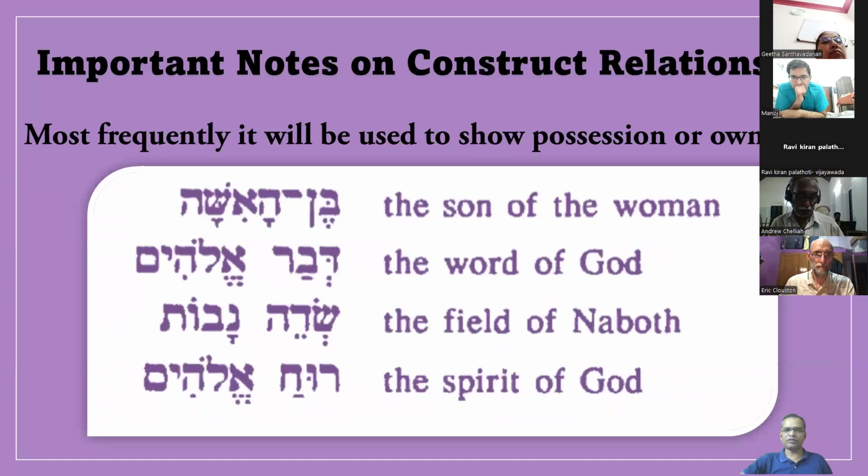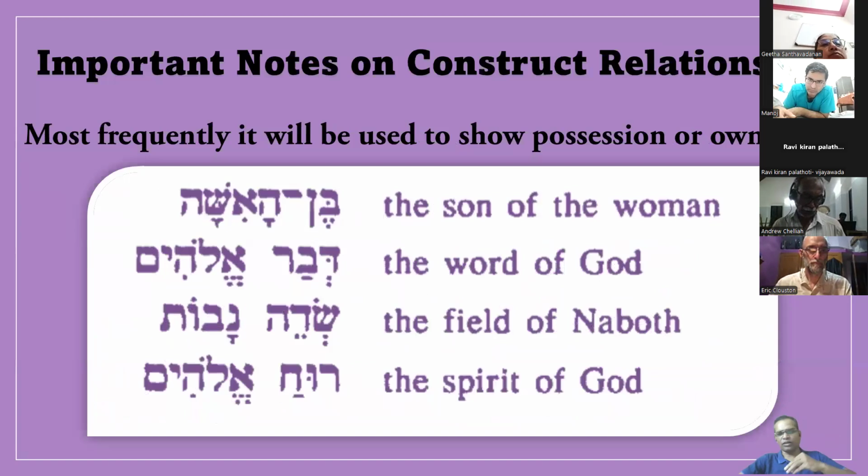And the third possible way to understand the concept of absolute relationship is that this one will be frequently used to show the possession, possessiveness, or ownership. Ben Ha-Isha, the son of a woman, belonging, no? Someone belongs to someone, or someone possessing something. Dever Elohim, the word of God. Sede Navoth, the field of Naboth. Ruach Elohim, the spirit of God. All right. So that's all about.